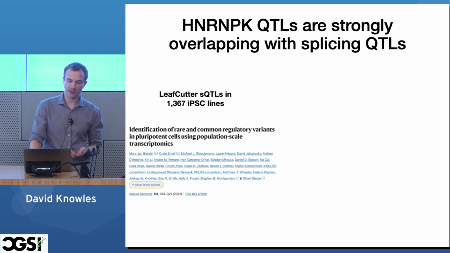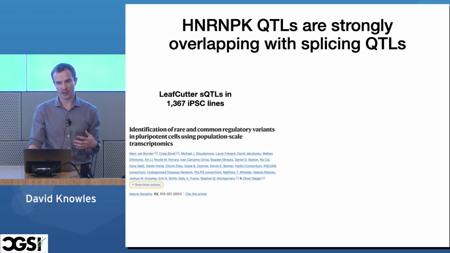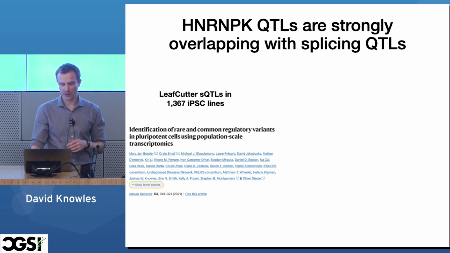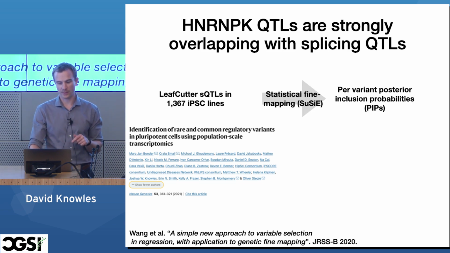Because what we're really interested in is, do these SNPs that change RBP binding also change splicing outcomes? So the way we're looking at that is to take splicing QTLs from iPSCs. There's this nice paper published a couple of years ago from Ollie Stiegel and Stephen Montgomery's group, where they did a big meta-analysis of all the functional genomics data from iPSCs that they could get their hands on. So they called leafcutter splicing QTLs, and we took that data and did statistical fine mapping, which gives you these posterior inclusion probabilities, a posterior probability for each SNP that it affects splicing.